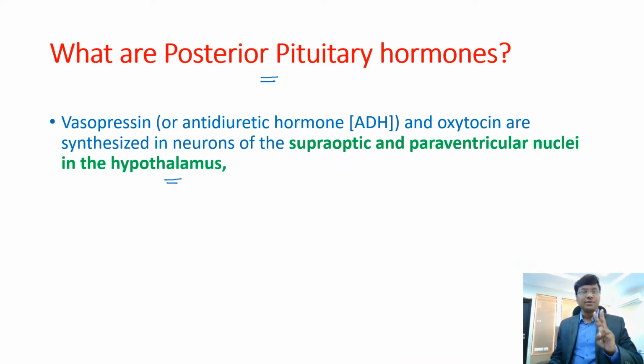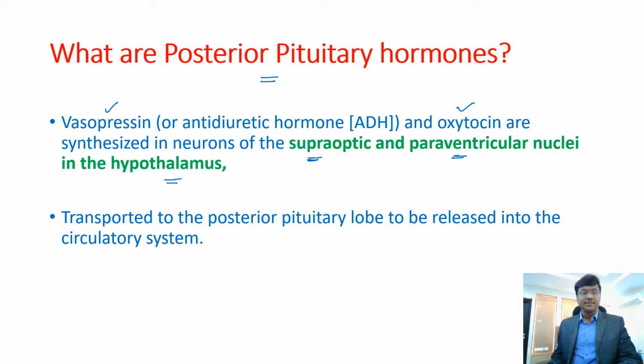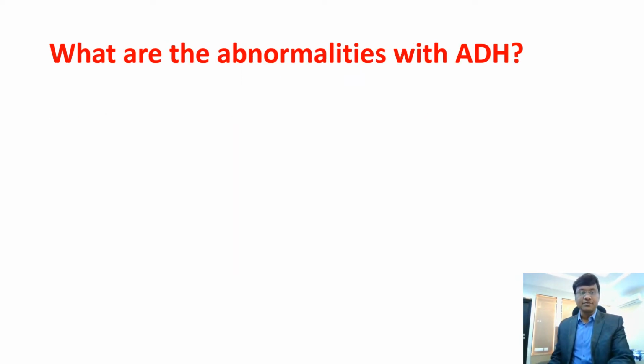Right? We have two important nuclei within the hypothalamus. One is the supraoptic and the other one is the paraventricular nuclei. So the supraoptic and paraventricular nuclei in the hypothalamus secrete vasopressin as well as oxytocin. And you have to remember that these hormones from the supraoptic and paraventricular nuclei are transported to the posterior pituitary lobe via the hypothalamo-hypophyseal tract. And depending upon the requirement, they are released from the posterior pituitary gland. So this is a very important point that you have to understand.